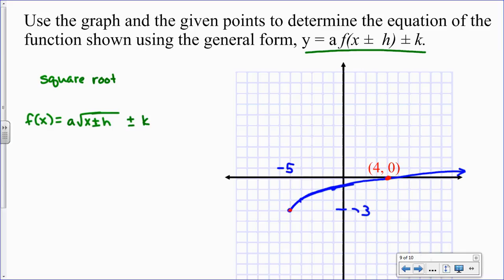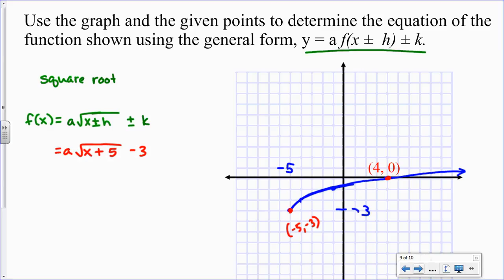So that's here. That point is -5, -3. So remember, H comes from how you moved left or right, and we always do the opposite. So I moved left 5, so that'll be +5. And then I went down 3, so what would I put at the end? -3. Now the tricky part of these is figuring out A.